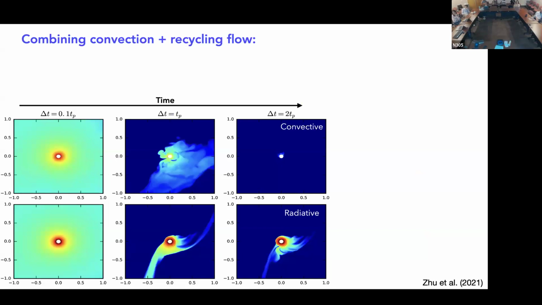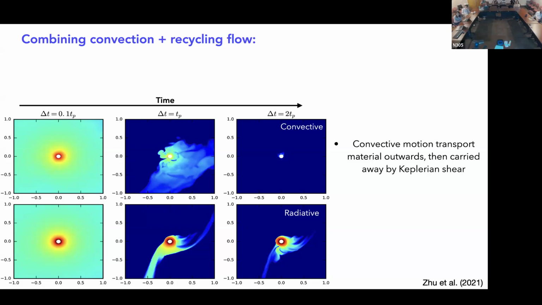Skip this one. I was also talking about the recycling flow between the disk and the envelope. If you still remember this, then if we combine the recycling flow and convection, what we can see is that with and without convection, the materials from the envelope can evolve differently.